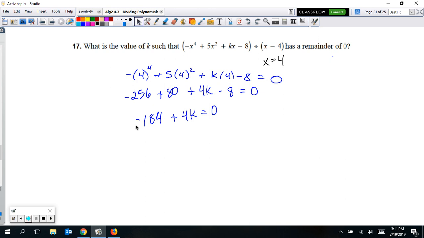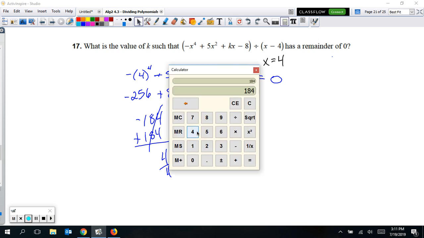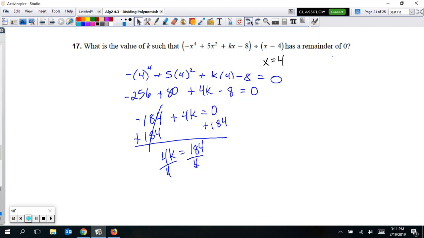So now all I have to do is add the 184 to both sides. To get the 4k by itself, add 184, and I'm going to cancel out my 184s here. And so 4k is going to equal 184. Divide by 4 now. When I divide 184 by 4, we can do that on a calculator, that would give us 46. So our answer for this one, k, is equal to 46.